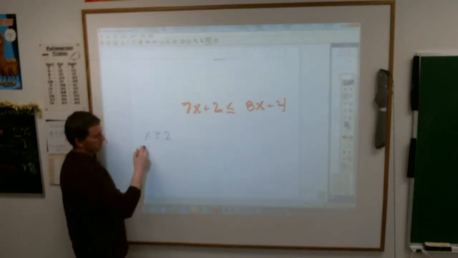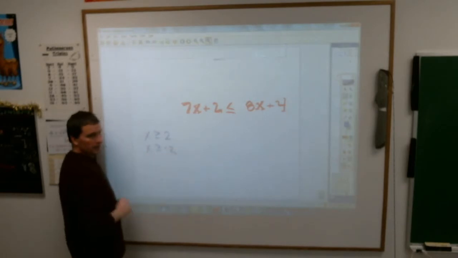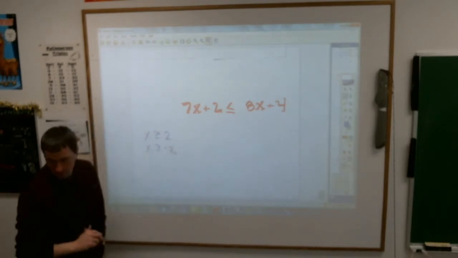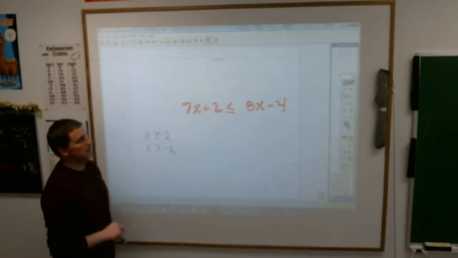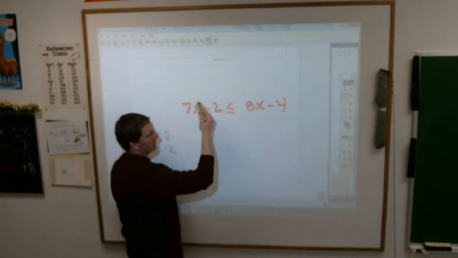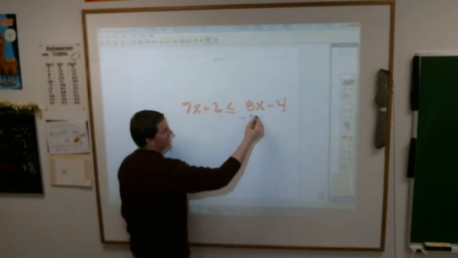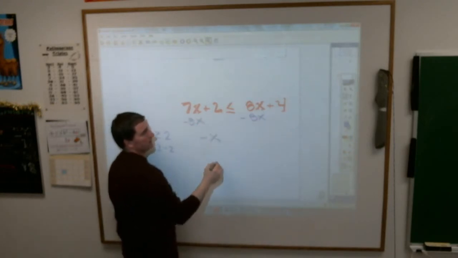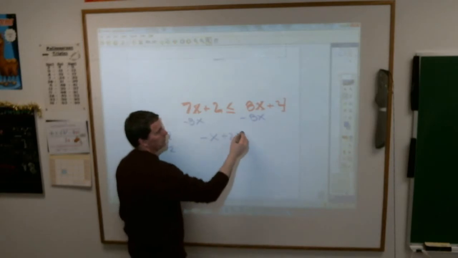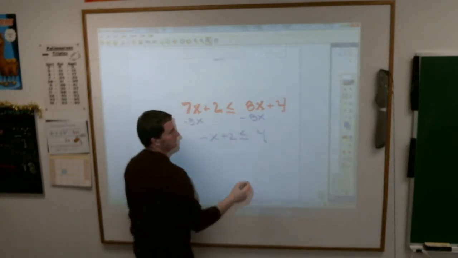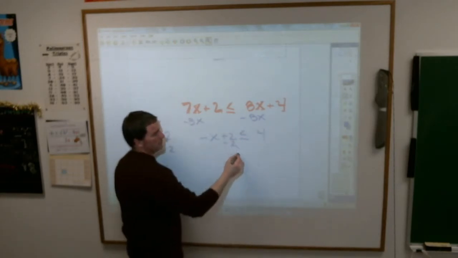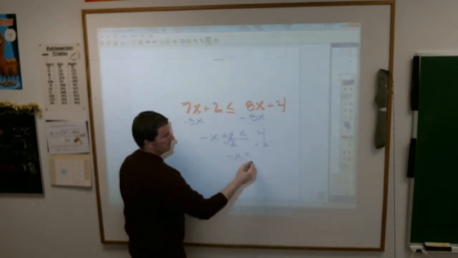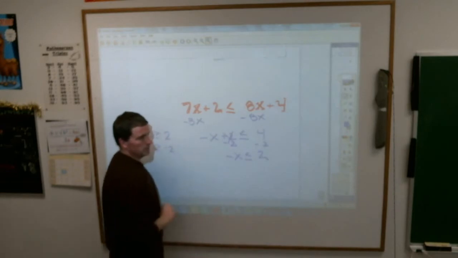I got x is greater than or equal to negative 2. Everybody get that? Oh, we're split. I see a couple here. Let's take a look here. Well, if you move your x's to one side, your numbers to the other, you subtract 8x, you're left with a negative x plus 2 less than or equal to 4. Subtract 2, you're left with a negative x less than or equal to positive 2.